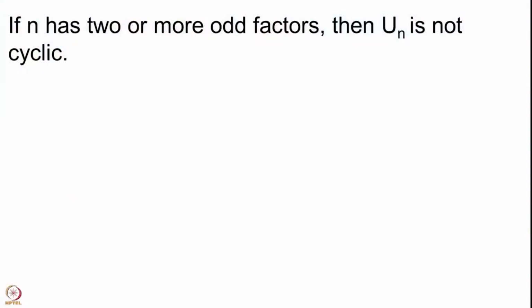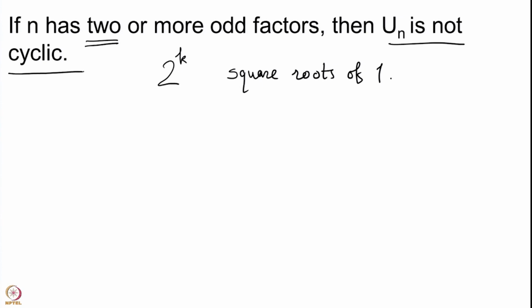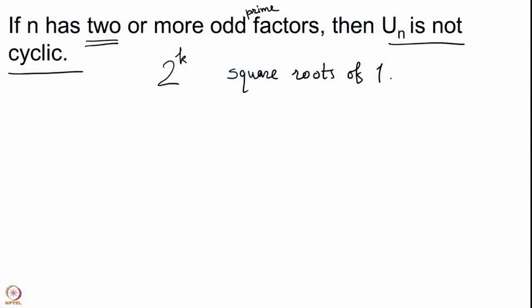If n has 2 or more odd prime factors, then UN is not cyclic. This is once again recalling that the number of prime factors being k will give you that there are 2 power k square roots of 1. And therefore, once k is bigger or equal to 2, then UN cannot be cyclic. Alright. So, whenever you have 2 or more odd prime factors, then UN cannot be cyclic.